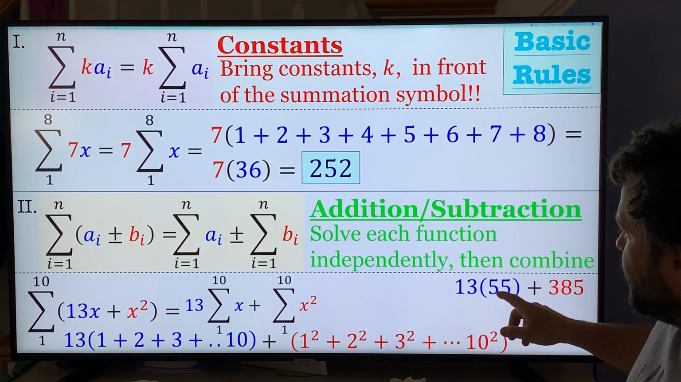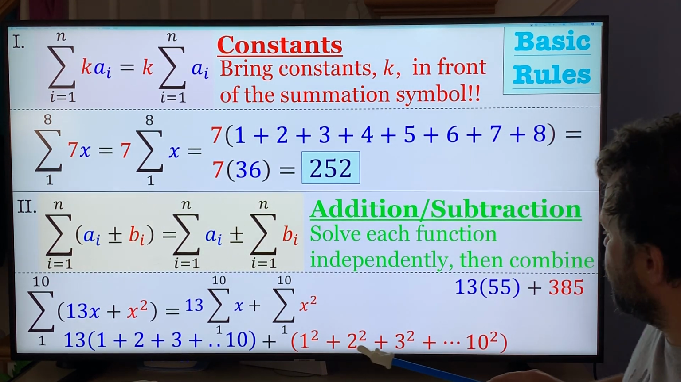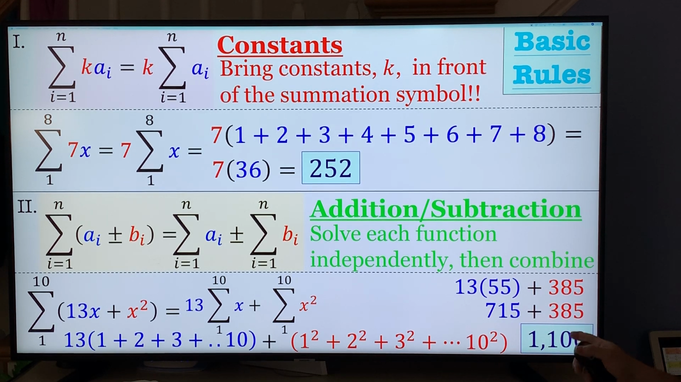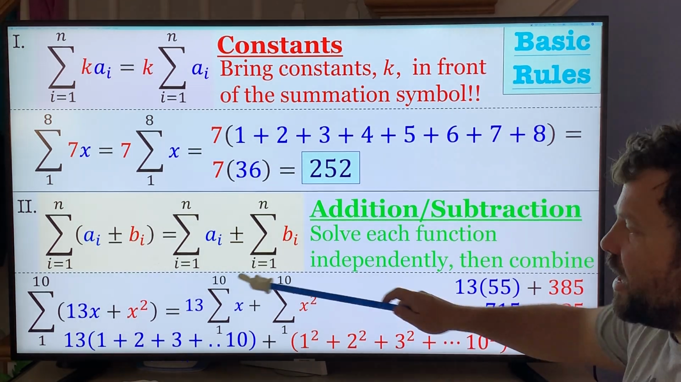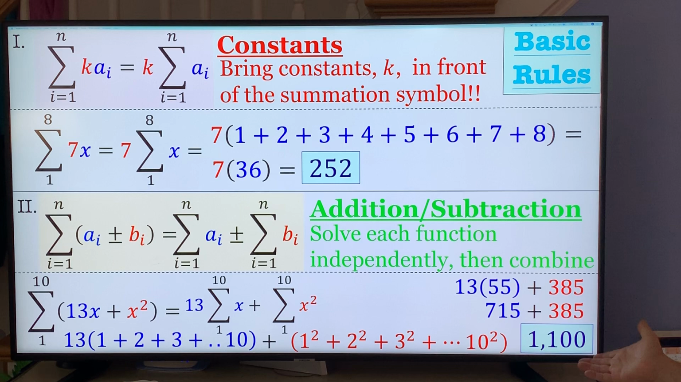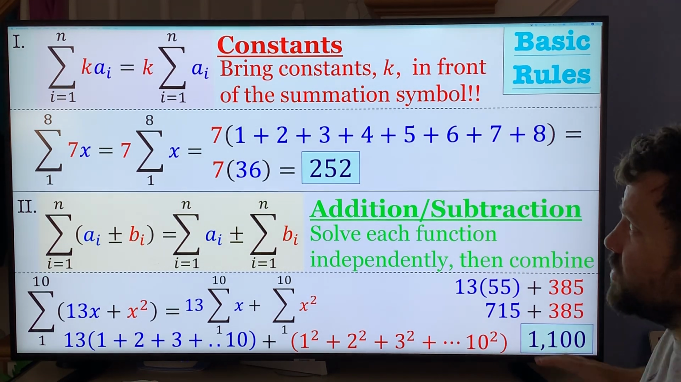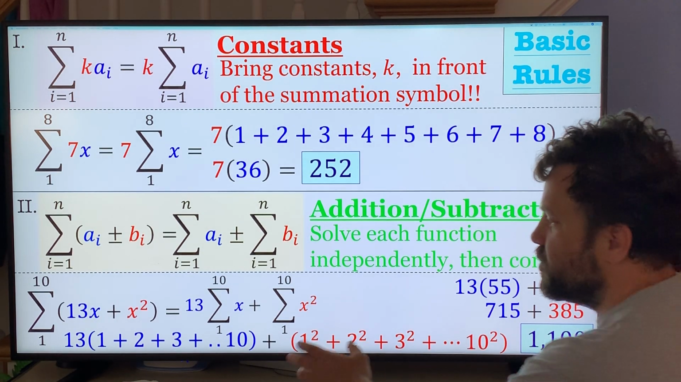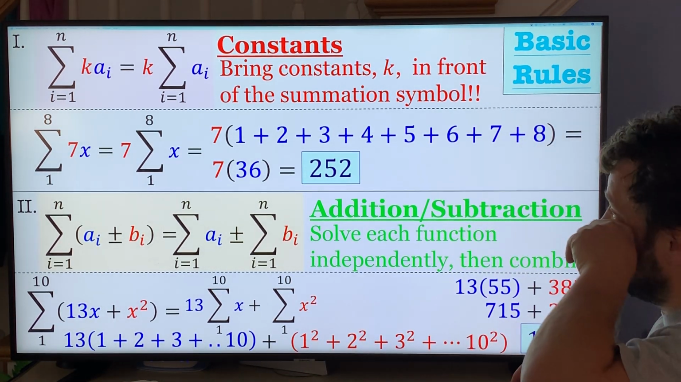You get 13 times 55. So this is 715 plus 385, which is 1,100. Okay? It saves a lot of time. And the higher this number gets, the more you're going to want to know what these formulas are. All right? You got it? 2 basic rules. Now we're going to get into the rules that I was just talking about, the rules where you don't have to expand this stuff so much.